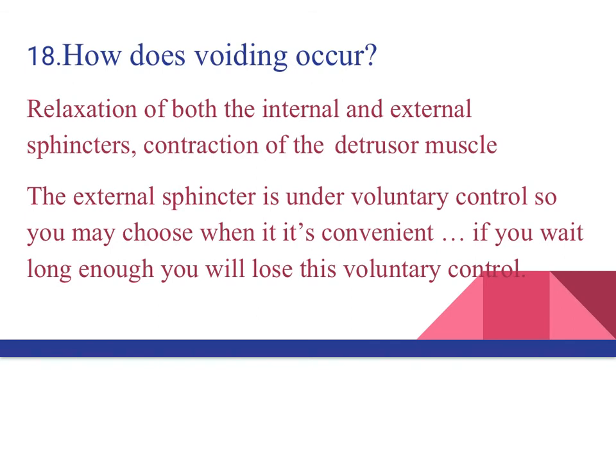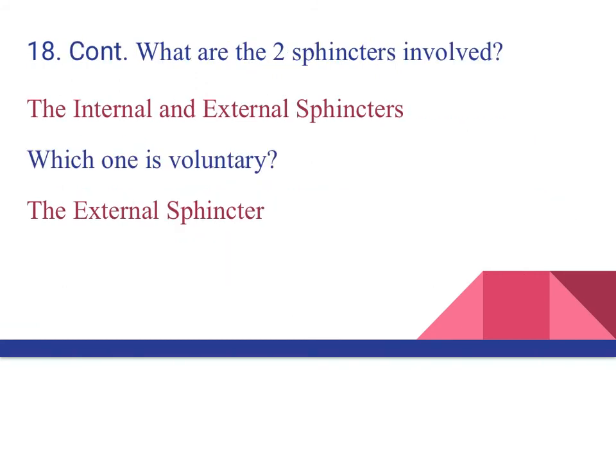So the external sphincter is under voluntary control, like I said. So that allows you to choose when it's convenient to go. If you wait long enough, you will lose this voluntary control. But as we learned in an earlier slide, you're good for at least 500 milliliters. Here's repetition. The 2 sphincters, internal and external. Which one's voluntary? That'd be the external.